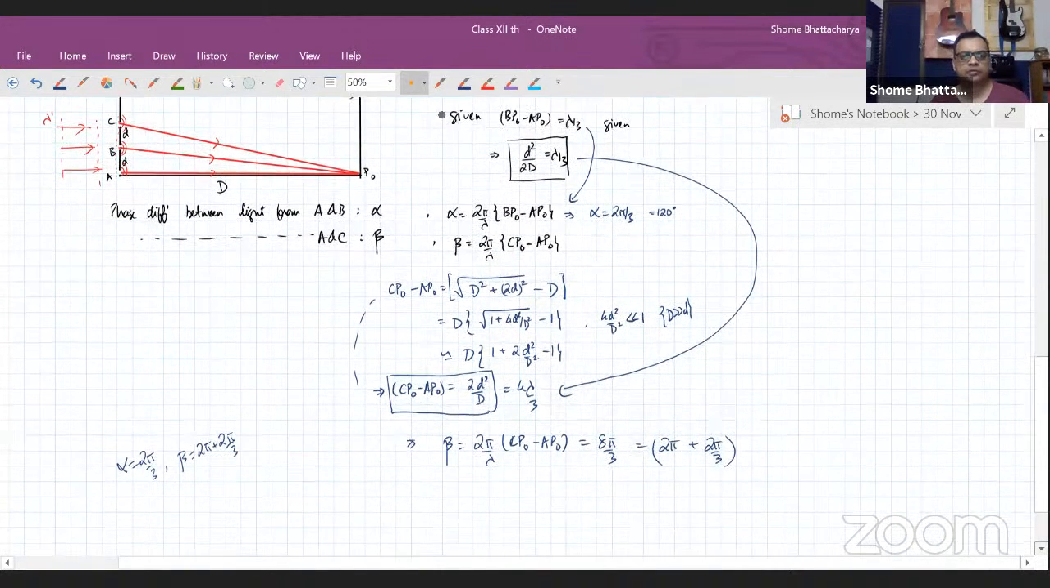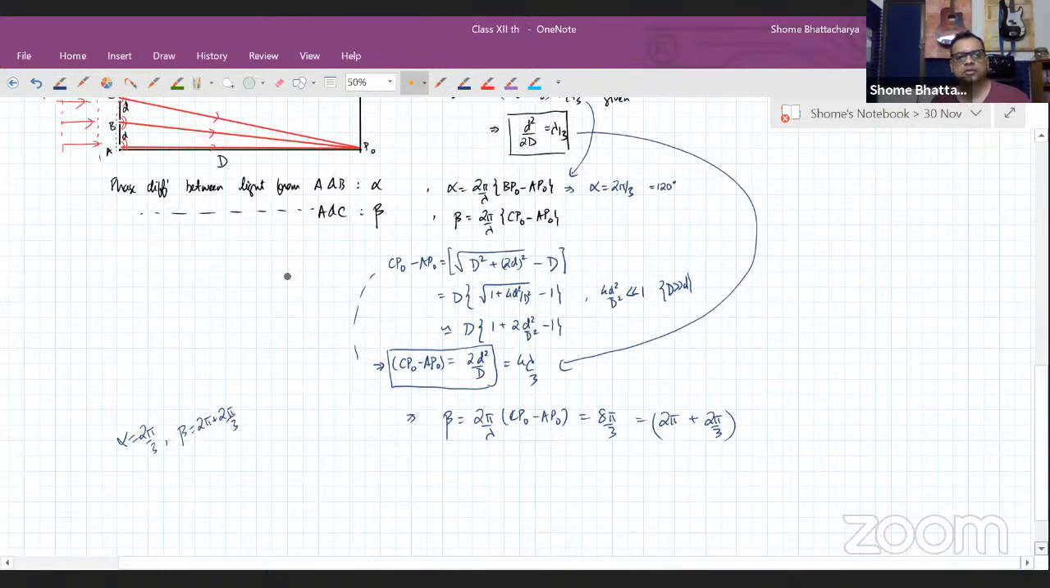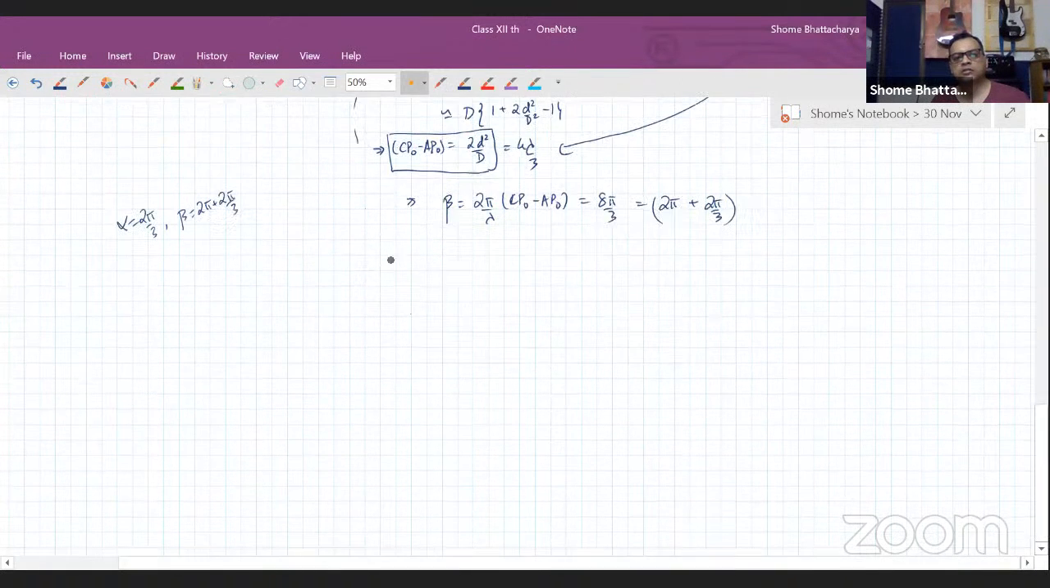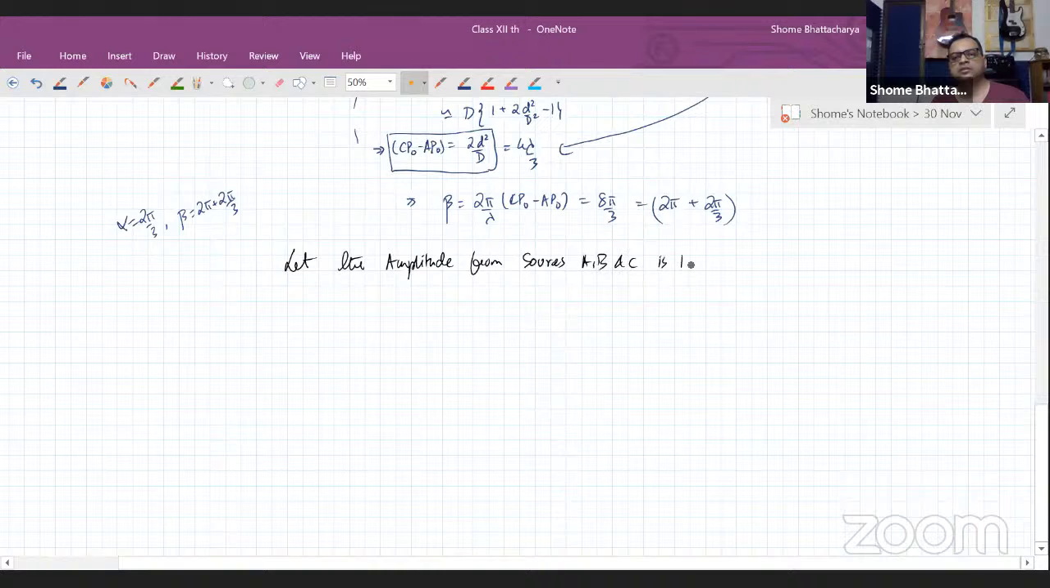Okay. So now when we are doing the phasor addition, suppose the amplitude from sources A, B and C is E naught each. So the intensity from each one is proportional to E naught square. So this relationship. Okay. So now what is happening? The net intensity at the point P naught, of course, that will be the phasor sum of amplitudes.